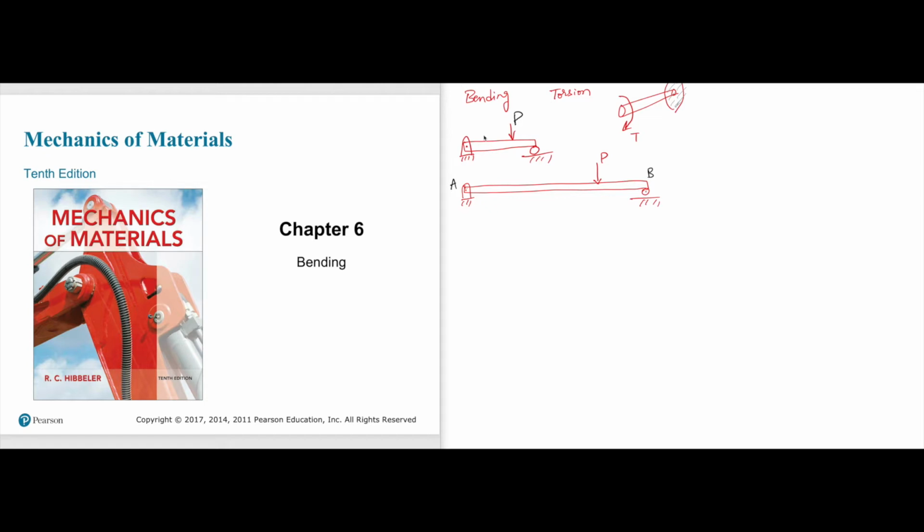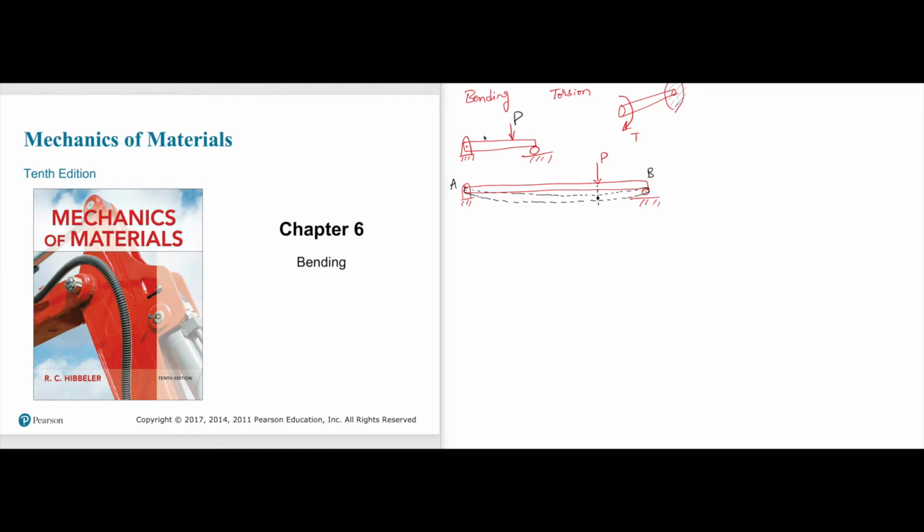It would deflect, right? It would bend, especially around the load P, right? This is how the beam would tend to behave. So this is called bending.